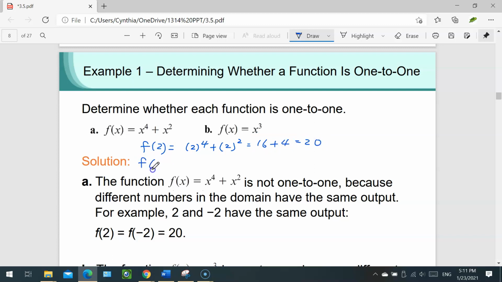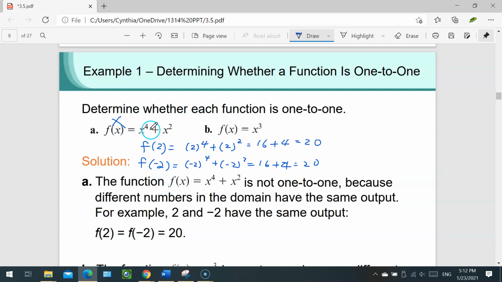Now we try x equals negative 2. Negative 2, plug in here, you'll get a positive value as well. So it has 20. That means 2 different inputs or 2 different values on the domain share the same y value. So in that case, this is not a one-to-one function.